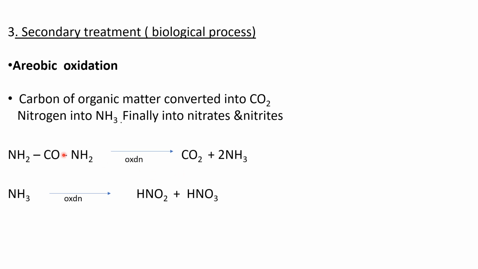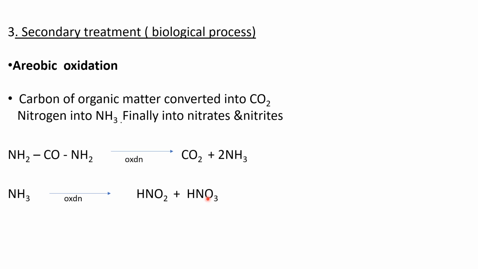For example, sewage contains urea. We have urea with chemical formula NH2CONH2. After aerobic oxidation of urea using some aerobic bacteria, all the carbon-containing group in urea, that is CO, is converted into carbon dioxide. Similarly, the nitrogen-containing group present in sewage waste, that is NH2 in urea, is converted into ammonia first. Then this ammonia is again converted into nitrate and nitrite form. So this is secondary treatment.